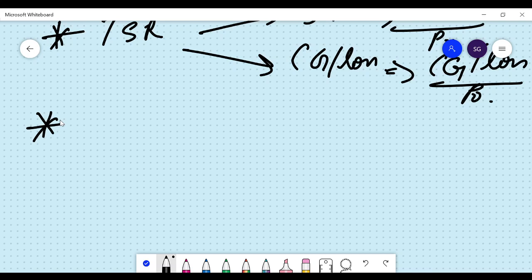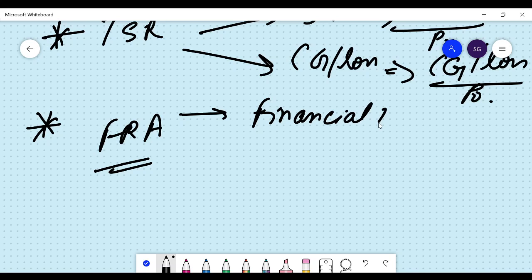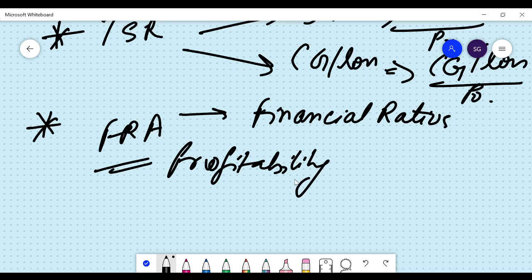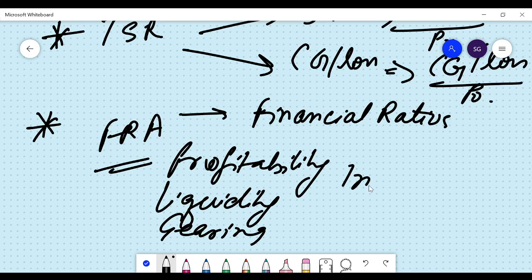Next topic is financial ratio analysis. We know that the changes in the value of a company's shares is influenced by current and forecast financial position, and financial ratio analysis helps us to know that. We have different kinds of financial ratios, which include broad categories such as profitability, liquidity, gearing, investor.